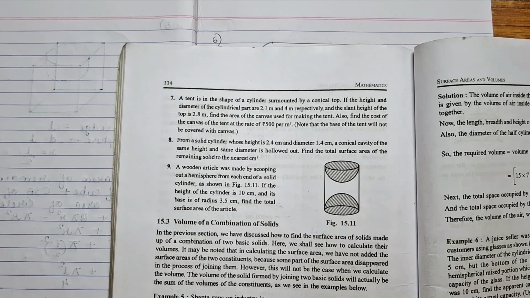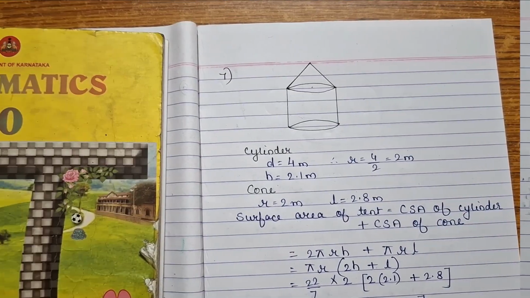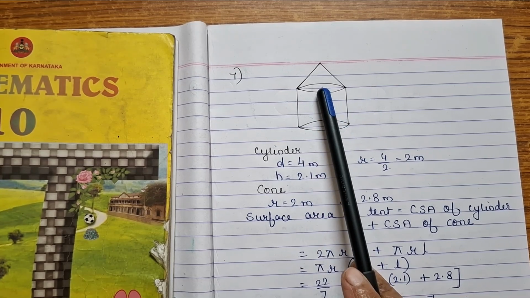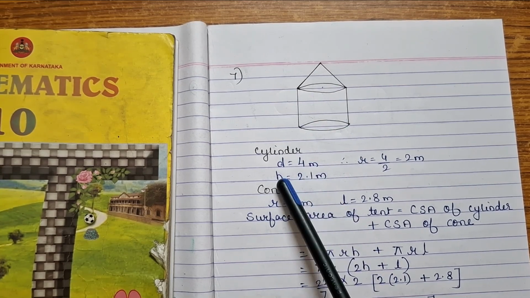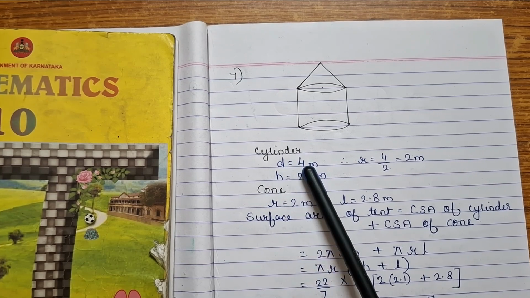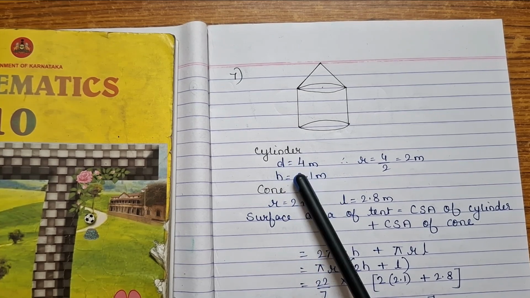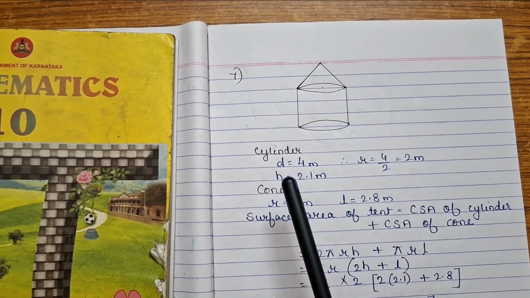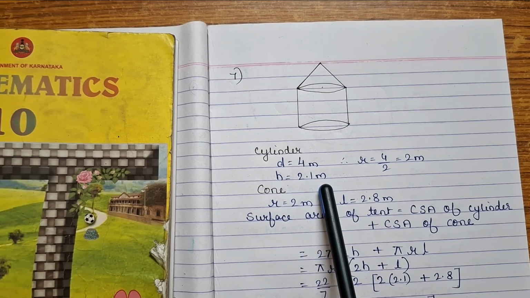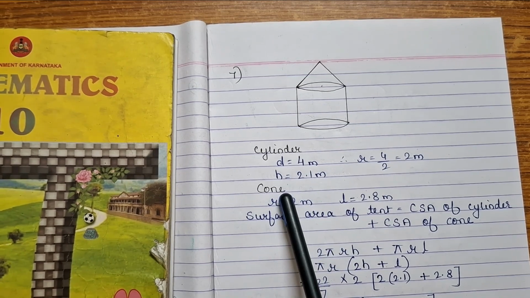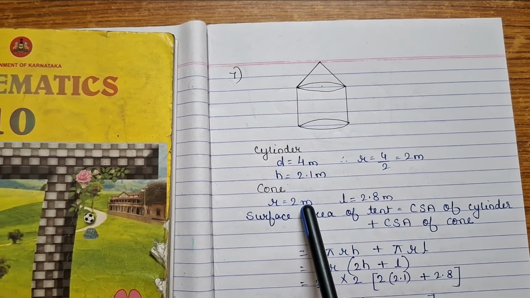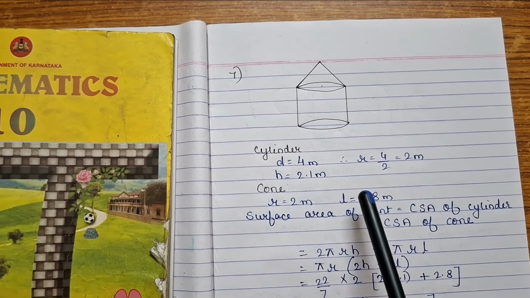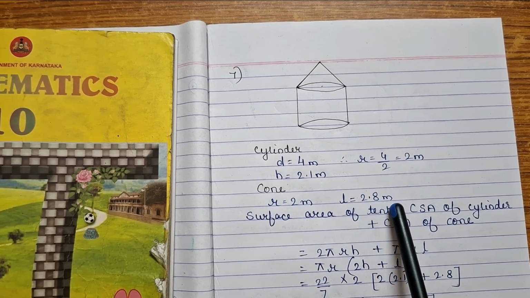Okay, let's see what the required figure for this problem is going to be. So here is our conical tent: a cylindrical base with the cone on the top. So here are the dimensions of this cylinder. The diameter of this cylinder is 4 meters. So if the diameter is 4 meters, the radius is 4 upon 2, that is 2 meters. The height of this cylinder is 2.1 meters. And now let's check the dimensions of this conical part. The radius is 2 meters because the radius of this cylinder and cone is the same. So r is 2 and the slant height is 2.8 meters.